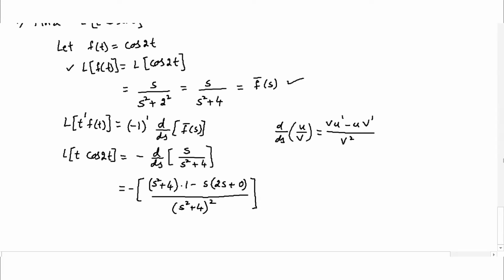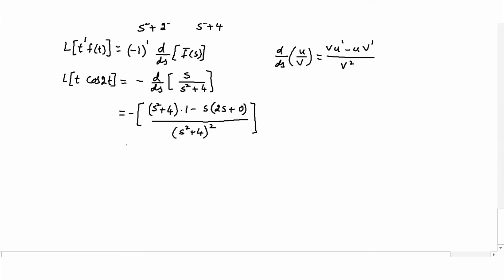Now let us simplify this expression, which will be equal to minus of, s square plus 4 into 1 will be s square plus 4 itself, minus, you multiply this s with 2s, you will get 2s square. The denominator value that you have is s square plus 4 whole square. So write down that expression with s square plus 4 whole square as it is.